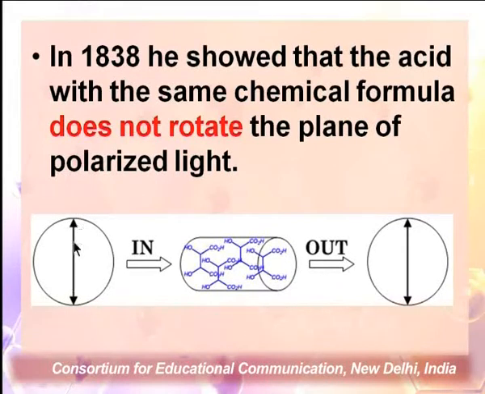So this is where we see that the rays entering the sample and the ones emerging from it are vibrating in the same direction. That is, there was no change in the direction of the plane polarized light after it was passed through the sample of tartaric acid. He could not explain why this was happening.